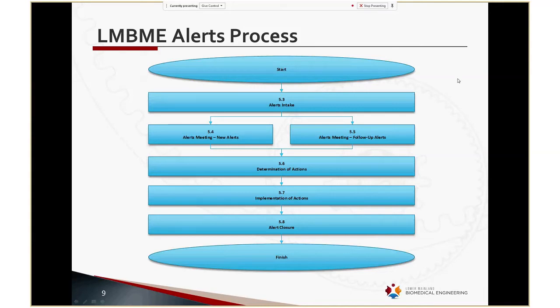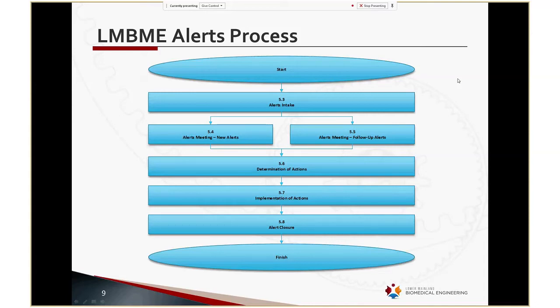The Lower Mainland alerts process. This here is a flow sheet of the high-level steps involved with the process. You'll notice through the rest of the presentation that there are some flow sheets and they have numbers. So in this one, you see the 5.3, 5.4. Those correspond to sections in the standard operating procedure. You don't need to worry about those for the purposes of this presentation.